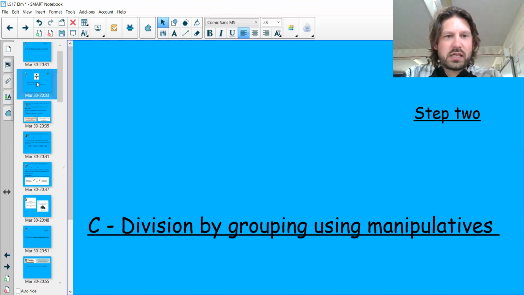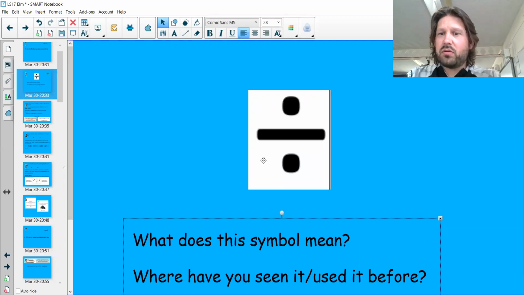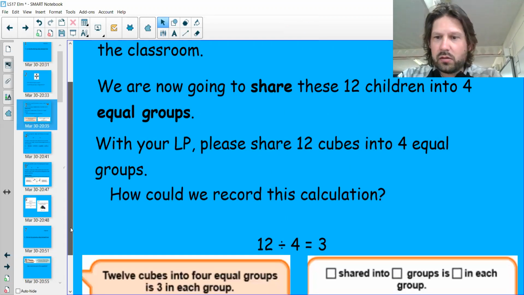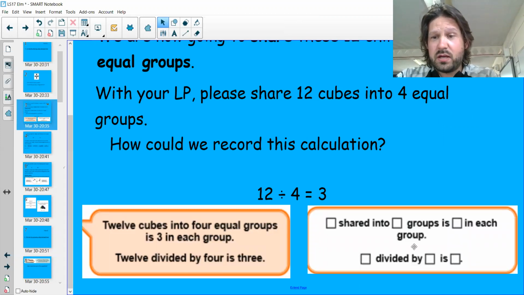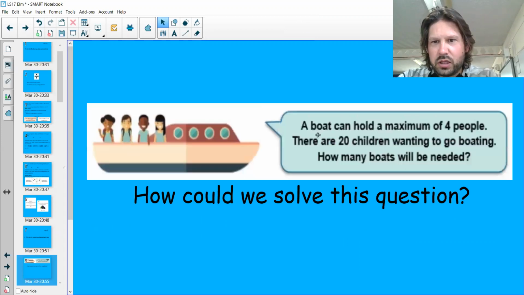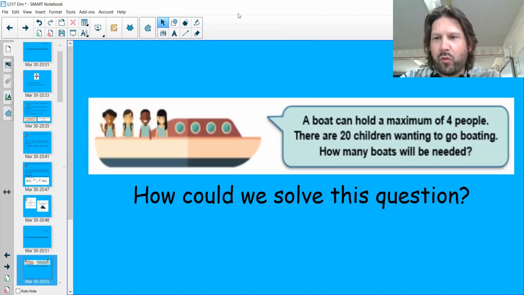We talked yesterday about this symbol being a division symbol. We'll be using it in writing, but also showing what that means. If you remember yesterday, we filled in these word frames in order to match the word sentences. Today, a question to start off with: a boat can hold a maximum of 4 people. There are 20 children wanting to go boating. How many boats will be needed?